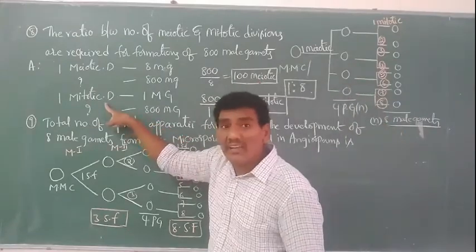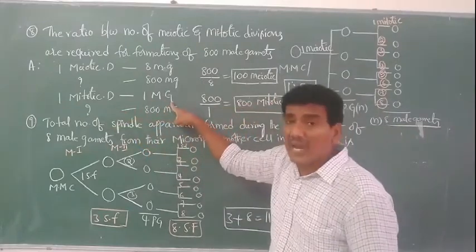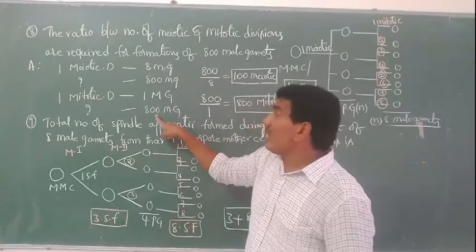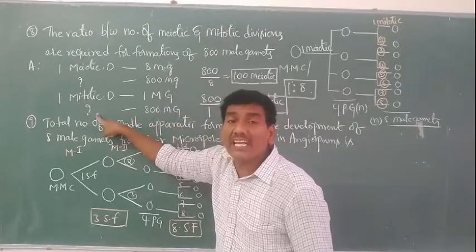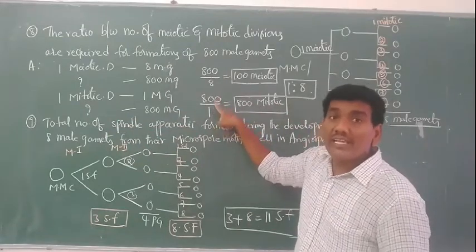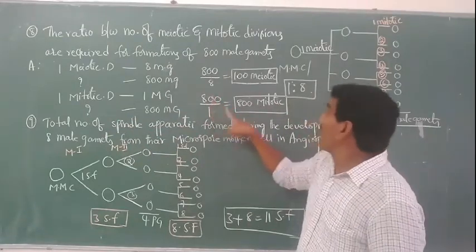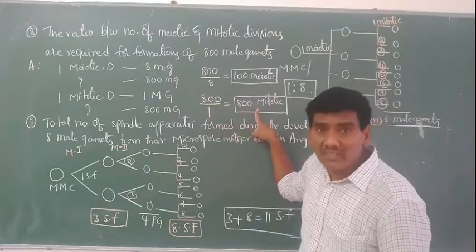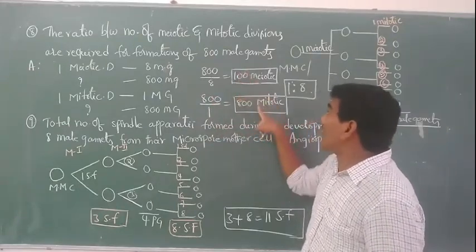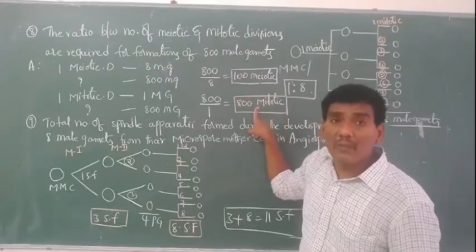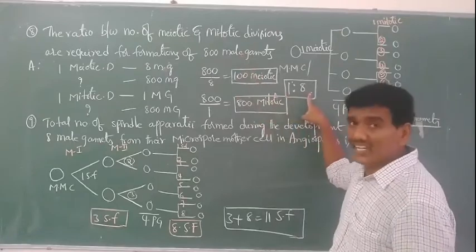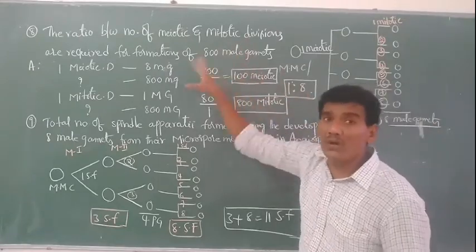1 mitotic division, 1 male gamete. For the formation of 800 male gametes, how many mitotic divisions are required? 800 by 1, so 800 mitotic divisions. The ratio between meiotic and mitotic divisions for the formation of 800 male gametes is 1:8. This is the 8th problem.